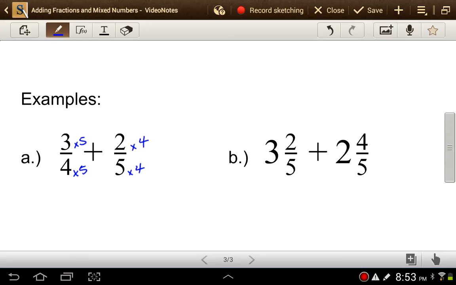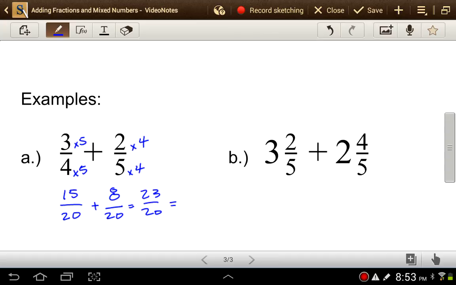3 times 5 is 15. 5 times 4 is 20. And then this one, 2 times 4 is 8, and 4 times 5 is 20. When I add them up, I'm going to get 23 over 20. That's an improper fraction. If that's what you needed for a fraction, then you'd be done. But we like to leave our answers in mixed numbers as final answers. So then what I'm going to do is convert that to a mixed number.